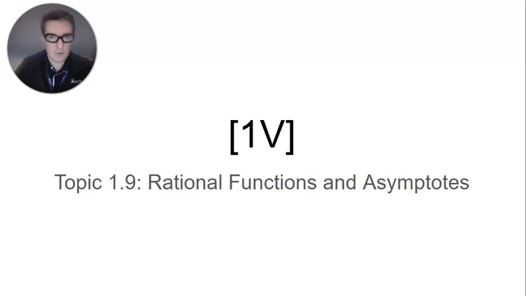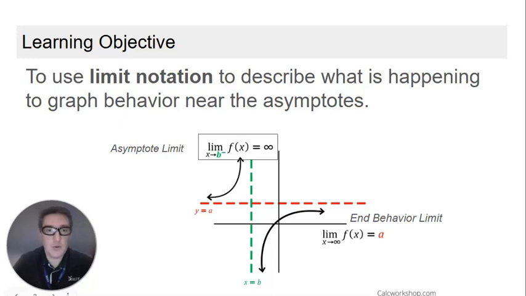Assignment 1V, Rational Functions and Asymptotes. Today's learning objective is to use limit notation to describe what's happening at the asymptote. Take a look at this asymptote here, which is in green. We're going to learn how to write limits describing the graph behavior when we get close to the asymptotes.